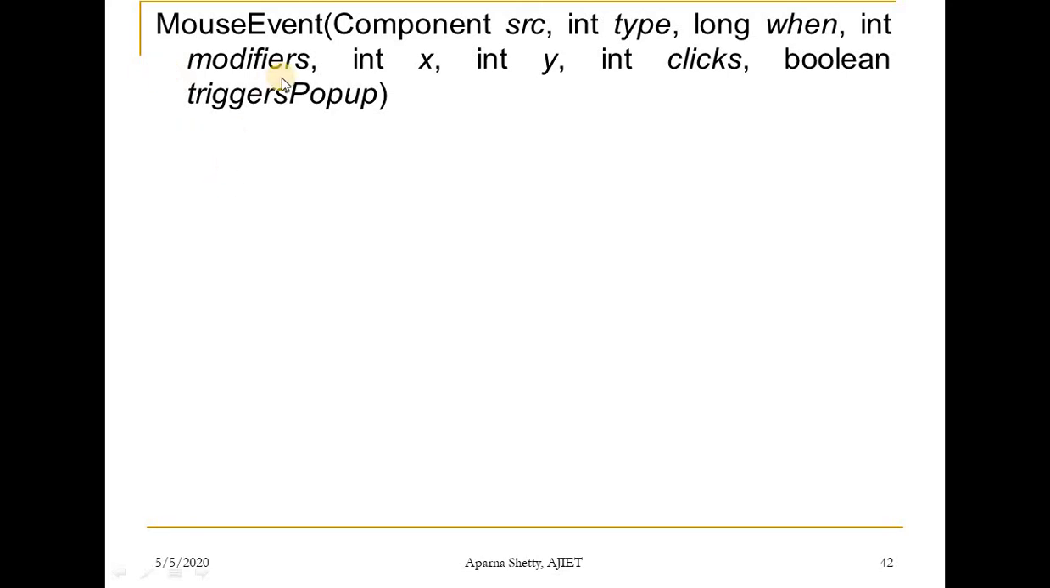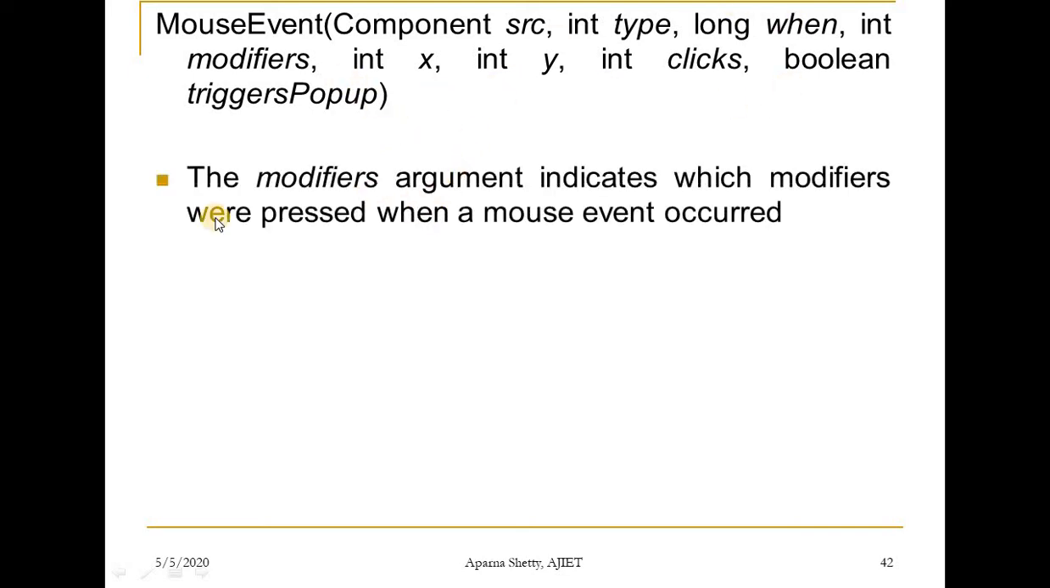So let us see the constructor over here. MouseEvent(Component source, int type, long when, int modifiers, int x, int y, int clicks, boolean triggersPopup). So let us see about the parameters of this constructor. The modifiers argument indicates which modifiers were pressed when the mouse event occurred.